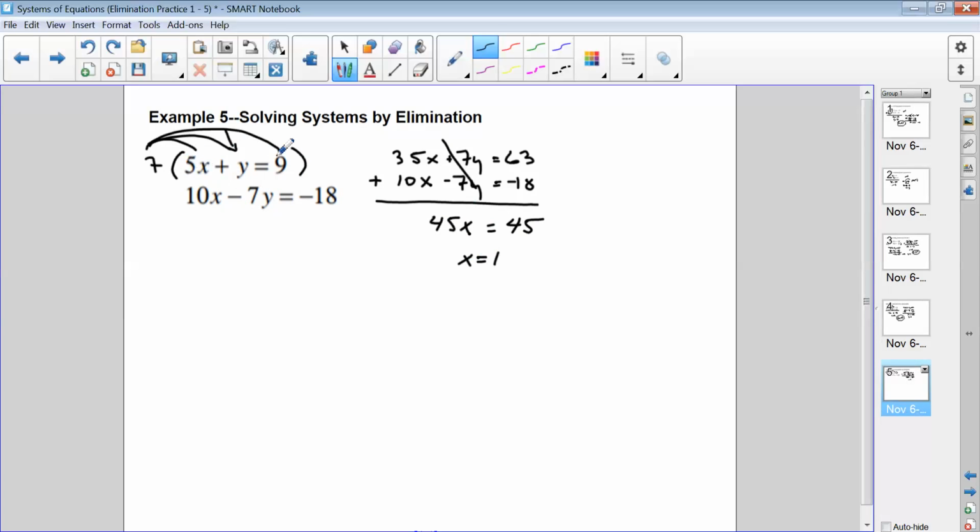And since I have this equation here, I'm going to substitute 1 in for x. So I get 5 plus y is equal to 9. So therefore, y has to be 4. So the ordered pair would be 1, 4 as the solution.